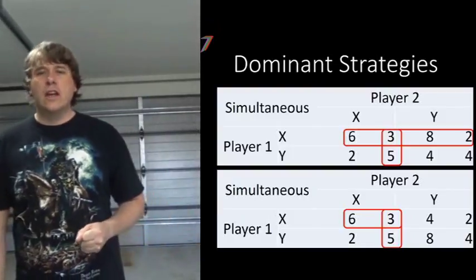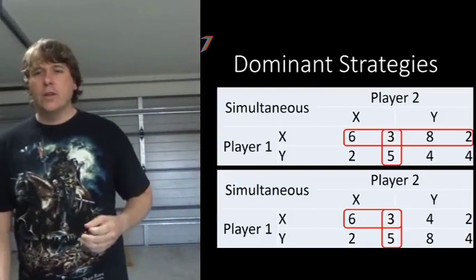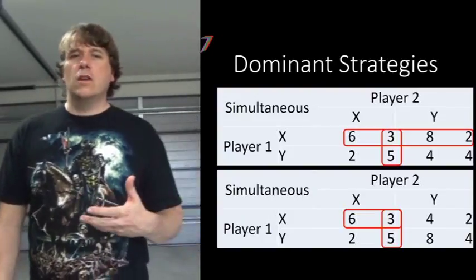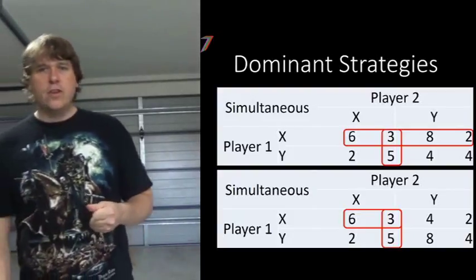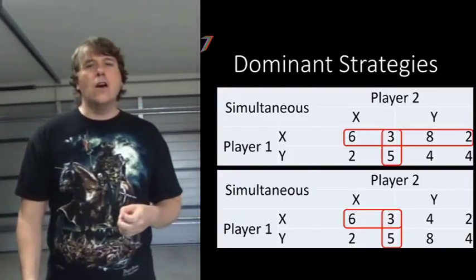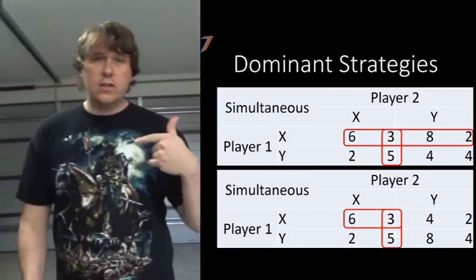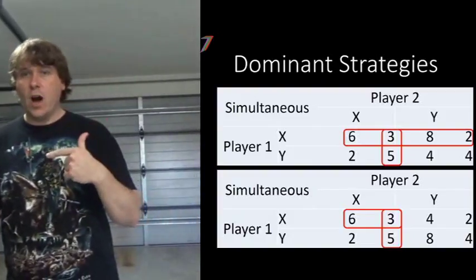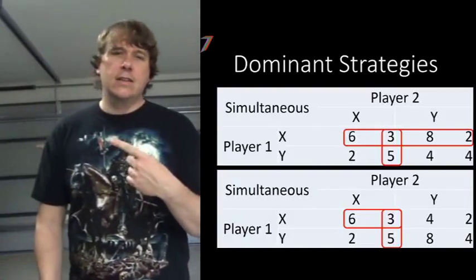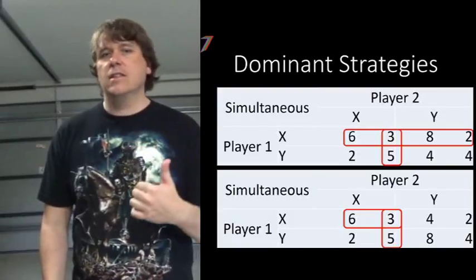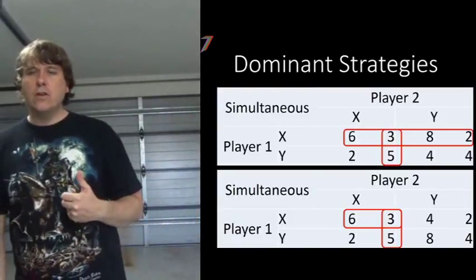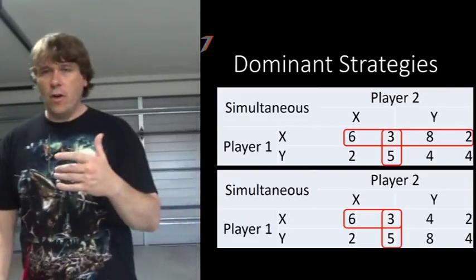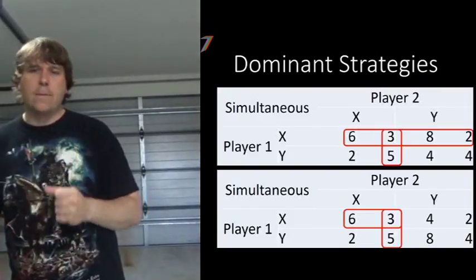Alright, I'm going to touch on something I mentioned briefly earlier, and that's dominant strategies. Sometimes you'll have a dominant strategy and sometimes you don't. So we'll look at this first game here. Player 1 has a choice between X and Y. Player 2 also has a choice between X and Y. If player 2 goes with X, player 1 is better off going with X: 6 is greater than 2. If player 2 goes with Y, again player 1 is better off going with X: 8 is greater than 4. So that means player 1 has a dominant strategy.